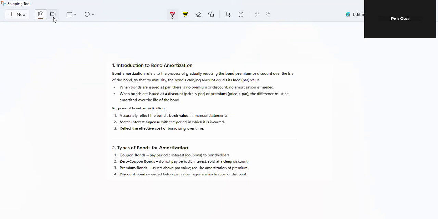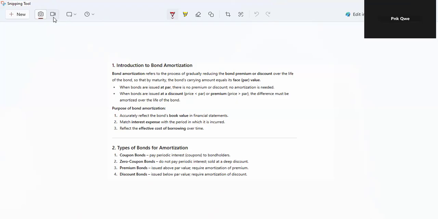So that the maturity that the bond is carrying equals the par value. So when a bond is issued at par, it means the coupon interest is equal to the market rate. There is no premium. If the bond is at a discount, it is selling for less than the face value. The bond can also be at a premium when the coupon interest is more than the market rate. So when bonds are issued at a discount, where the price is less than the par, the coupon interest is less than the market rate. If it's at a premium, the value of the bond is more than the par value. So the difference must be amortized over the life.